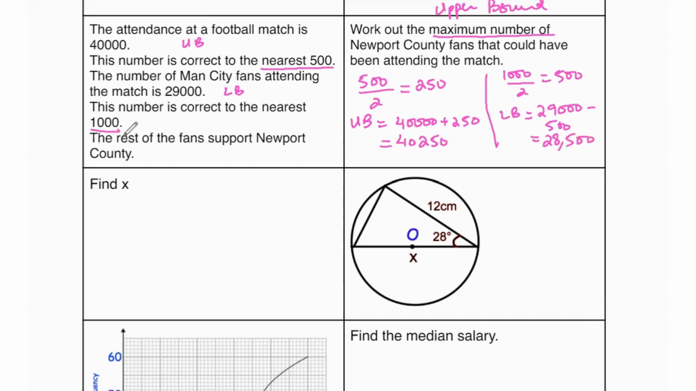Now to find the upper bound of the Newport County fans, we will subtract these two values. So 40,250 minus 28,500, and that will equal 11,750. That is your maximum number of Newport County fans attending the match.